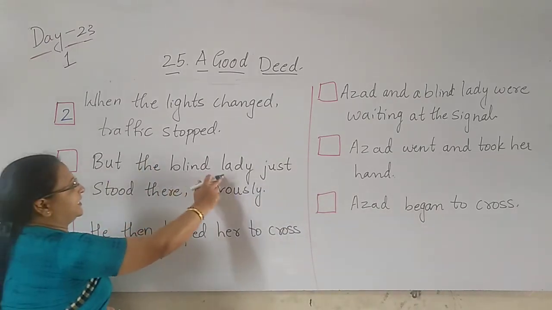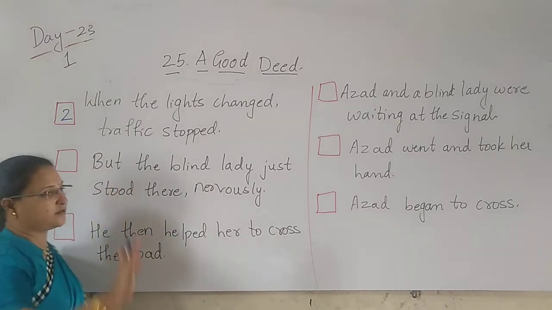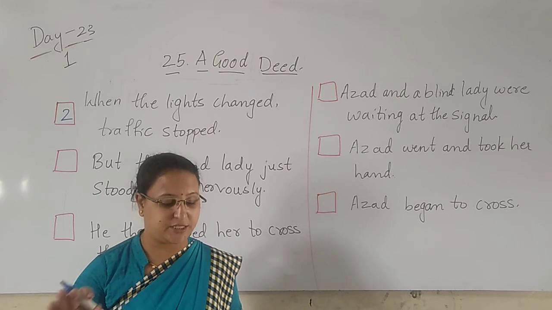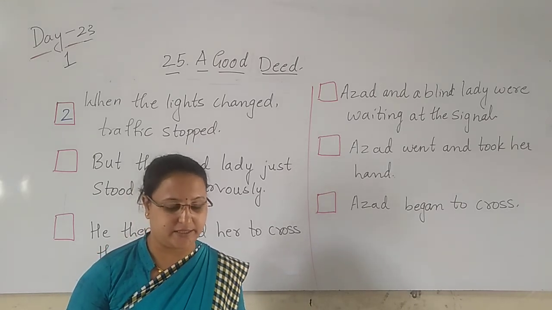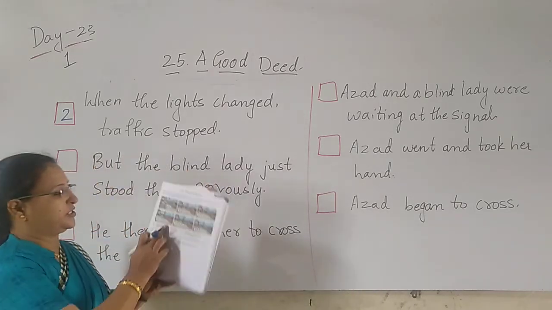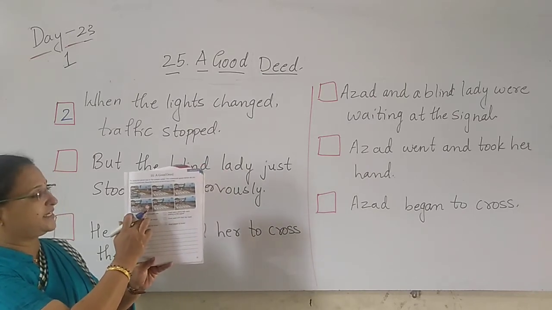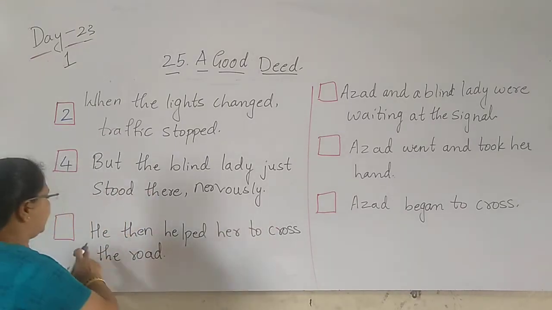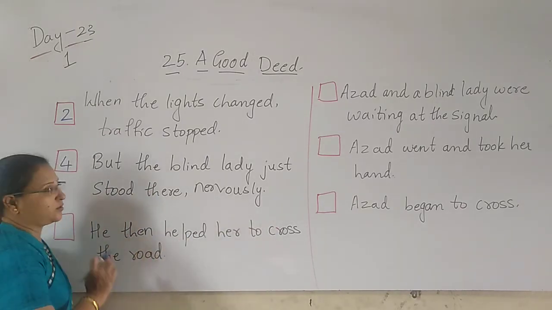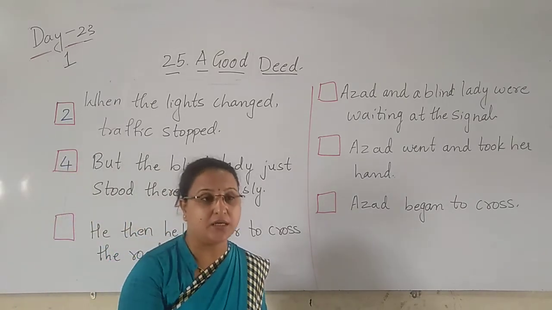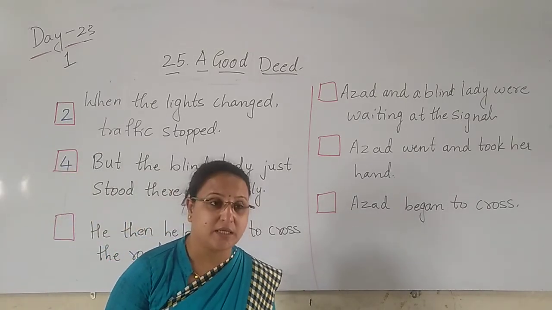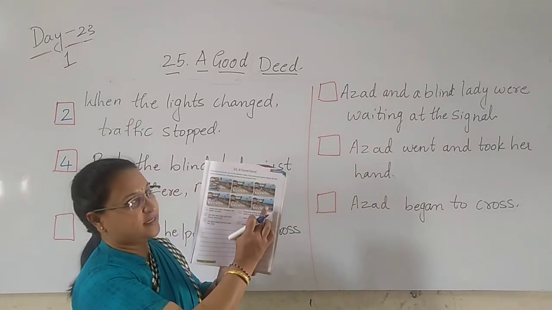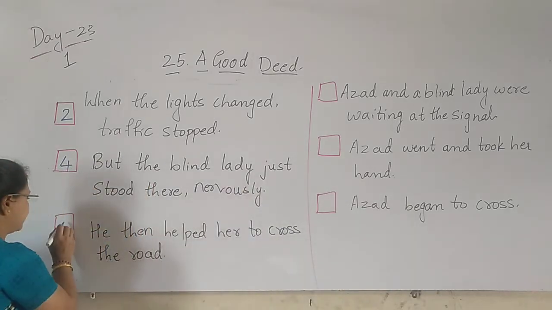The next: but the blind lady just stood there nervously. She was scared to cross the road and she stood there nervously. So here, that is the fourth picture. The boy is crossing the road, but the lady is there only. So it is the fourth sentence. Next, he then helped her to cross the road. Who helped? The boy helped the lady to cross the road. That is the last sentence, the last picture. So we will write here 6.